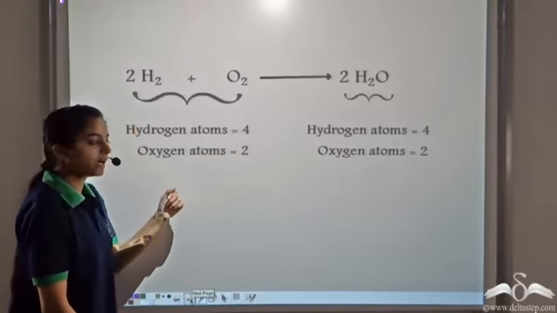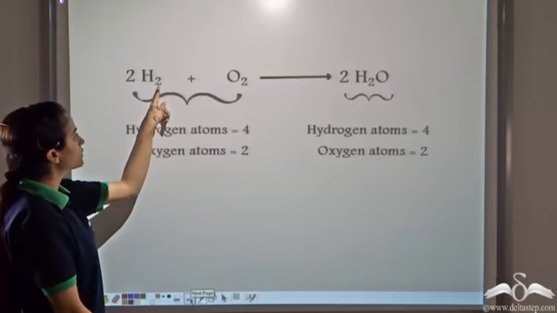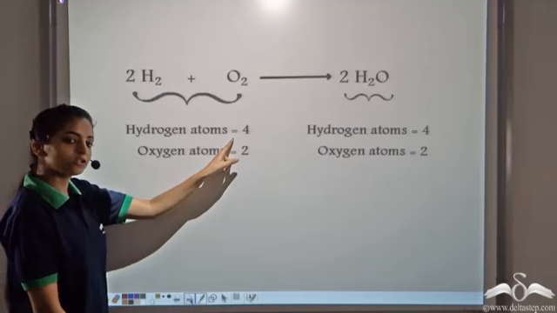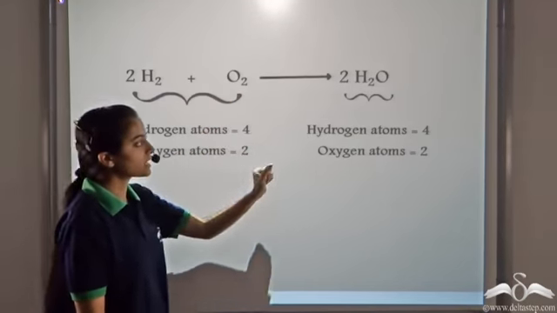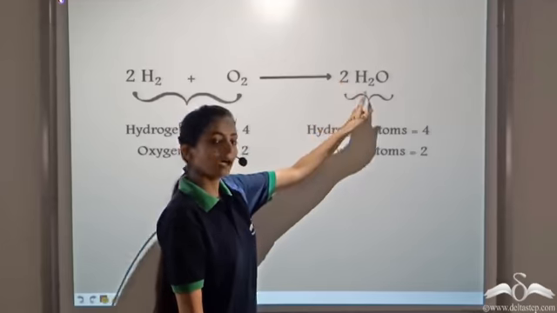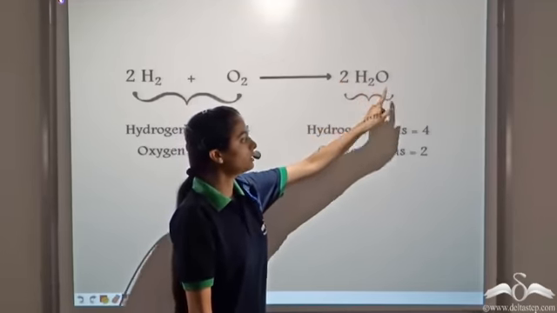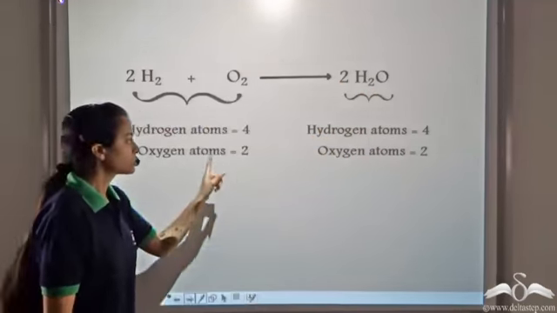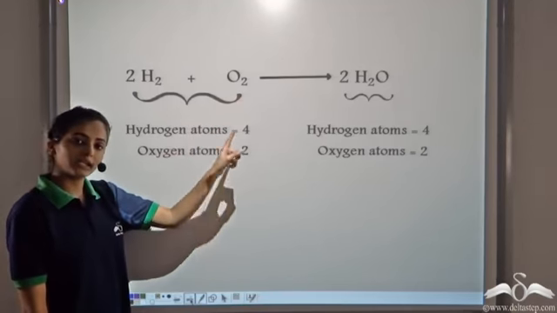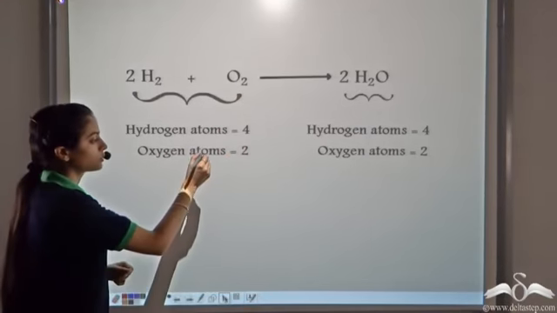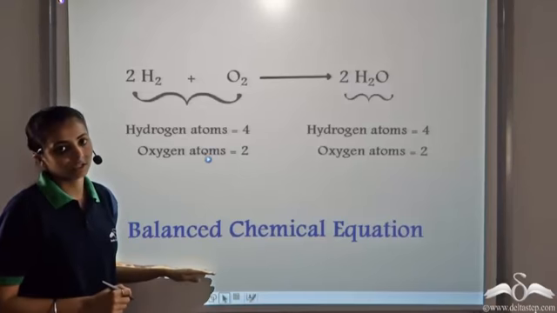Let's count the number of atoms. So hydrogen atoms, we have 2 2s are 4, 4 hydrogen atoms. Oxygen atoms, we have 2. On the product side, we have 2 2s are 4 hydrogen atoms and 2 into 1, 2 oxygen atoms. So both hydrogen atoms and oxygen atoms on both the sides are equal. Such an equation is known as a balanced chemical equation.